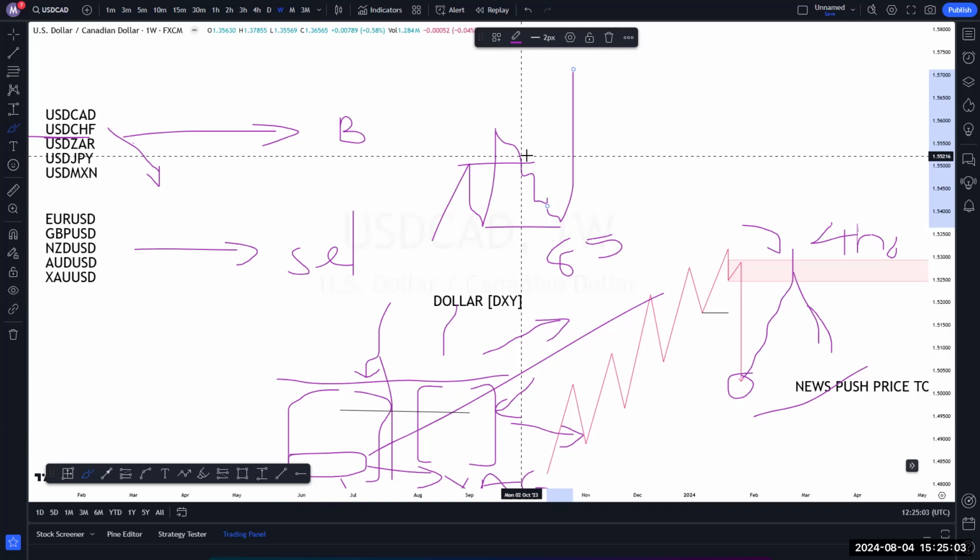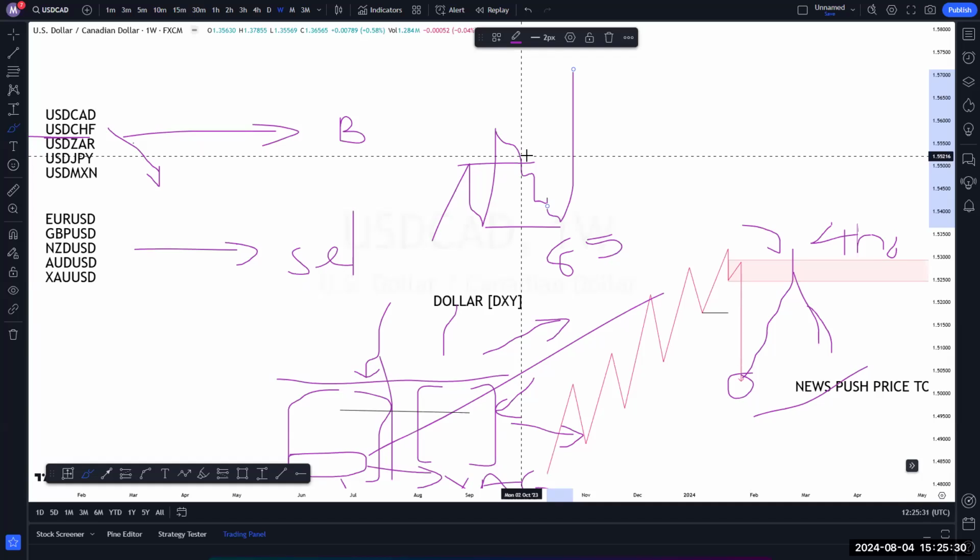Now the difference is that news only adds volatility in the market and pushes price to the nearest available areas of liquidity. This works better if you are working with DXY-related news.